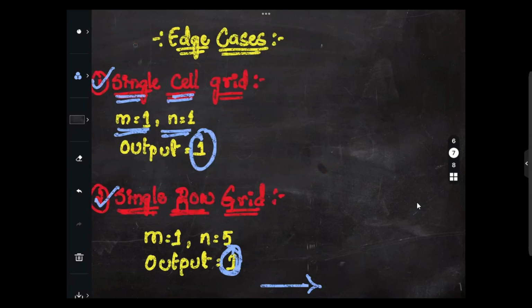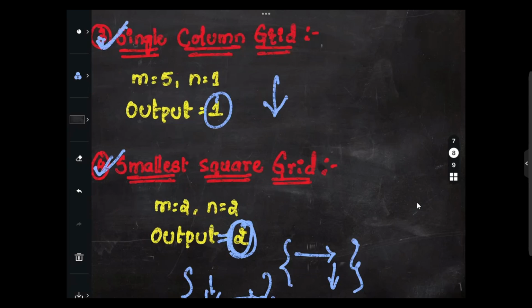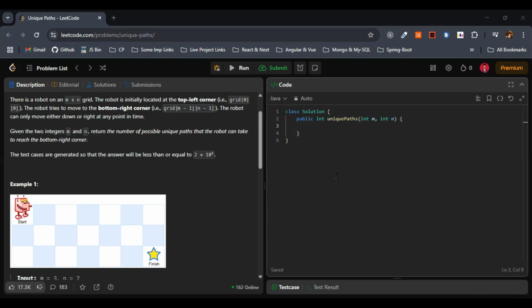So these are the 4 edge cases that we need to keep in mind. The first edge case is for the single cell grid, the second is for the single row grid, the third is for the single column grid, and the fourth is for the smallest square grid. I hope all the edge cases as well as the approach are completely clear, right? Now we are completely familiar with the approach as well as the edge cases, so we are good to write the code. Let's start writing the code.